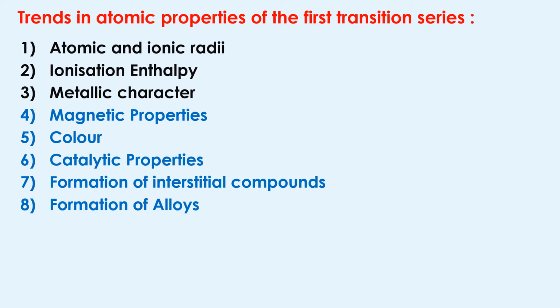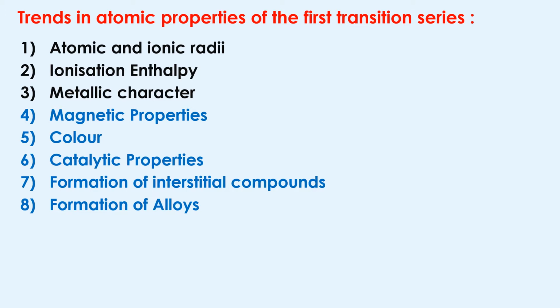Now the second factor is the oxidation state of the same element, meaning the same element showing different oxidation states. So if you compare chromium 2 plus and chromium 3 plus, what happens? Your chromium 2 plus shows a higher ionic radius as compared to chromium 3 plus.